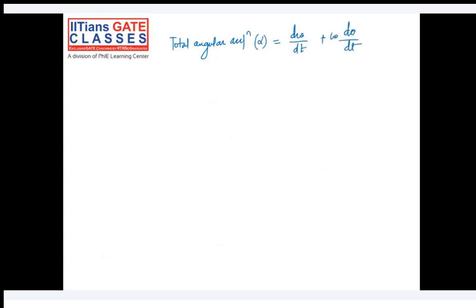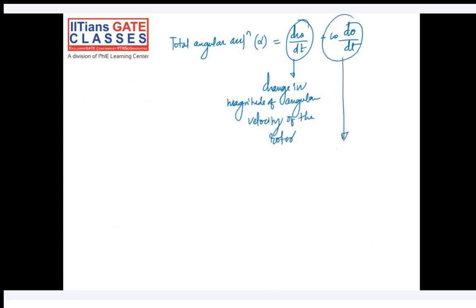So what does this d omega by dt represent? Change in the magnitude of the angular velocity of the rotor. And the omega times d theta by dt term represents change in direction of the axis of spin, because we are changing the theta here. Omega is constant, theta is changing, so it is the change in the direction of the axis of spin.